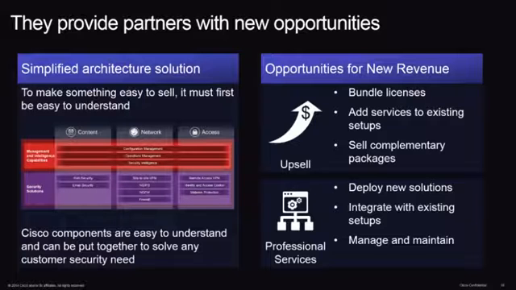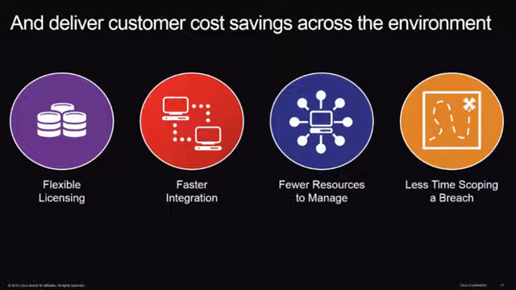It's the customer value and cost savings that drive the sales. Customers eliminate cost in a variety of ways with Cisco security solutions. They include: 1. Flexible licensing. 2. Faster integration. 3. Fewer resources to manage. And 4. Less time scoping a breach. Each one of these saves customers money and provides an opportunity for partners to demonstrate the business case. We'll look at each of these individually, starting with how license bundling brings flexibility.